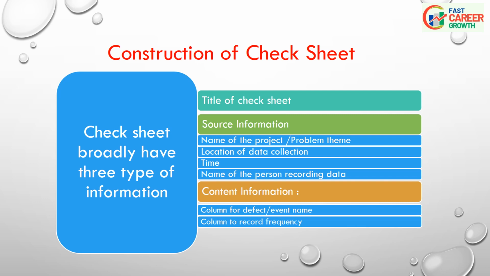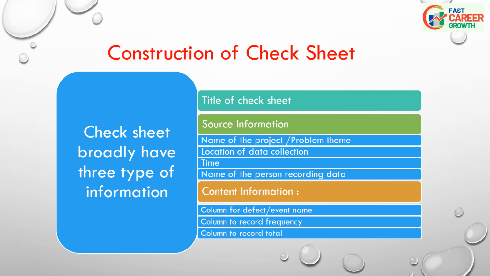Column to record frequency. This column is used to tally or record the frequency of each defect or event. For each instance of the defect or event, a mark or count is made in this column. This information allows you to see which issues are occurring most frequently. Column to record total. The total column is typically used to sum up the frequencies recorded in the previous column. It provides an overall count of the defects or events observed during the data collection process.